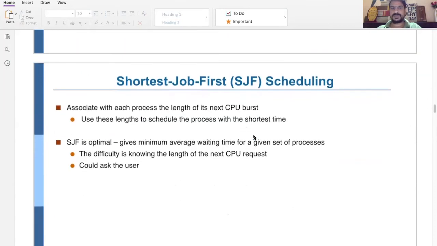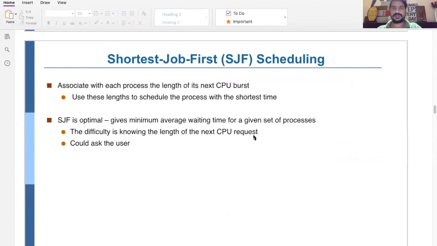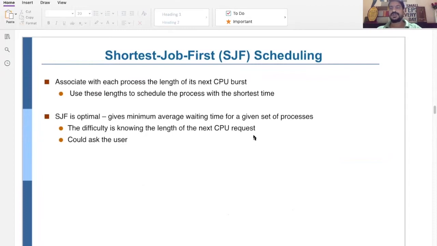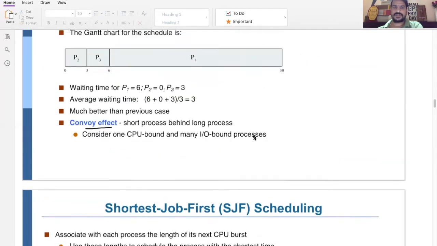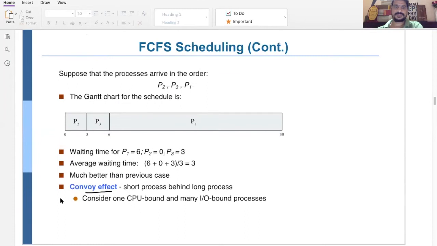In the last class, we went through a scheduling algorithm called first come first serve, FCFS. Today we'll see another scheduling algorithm which is a better version of it. So what was the problem in first come first serve? That is the Convoy Effect. What is the Convoy Effect?